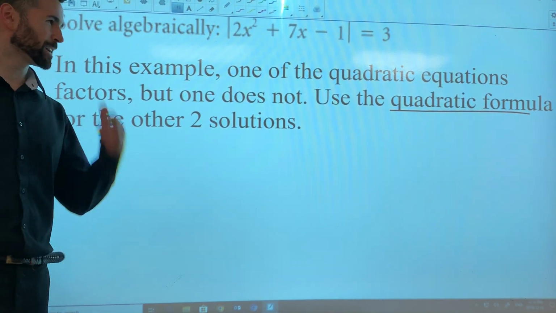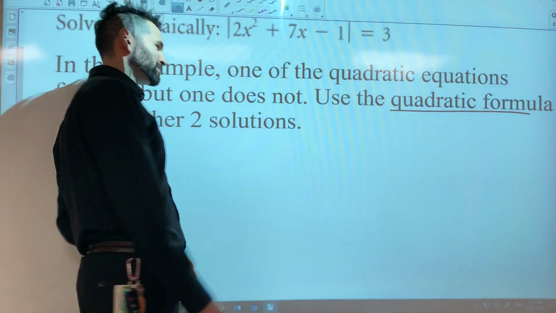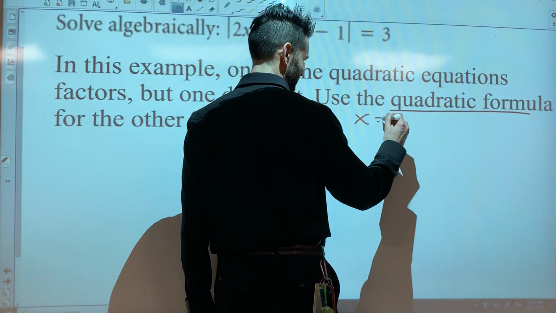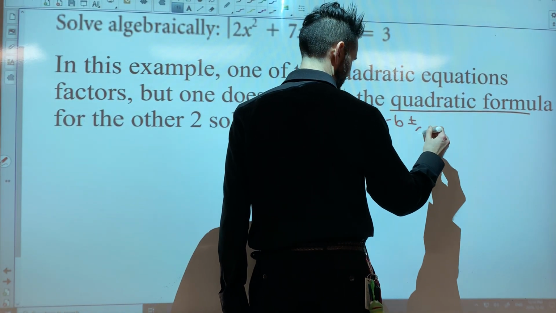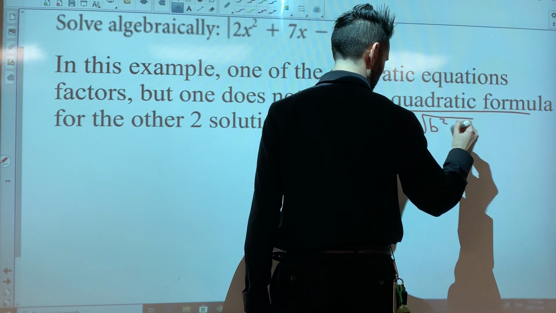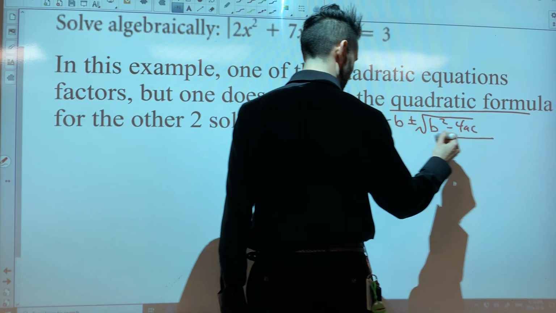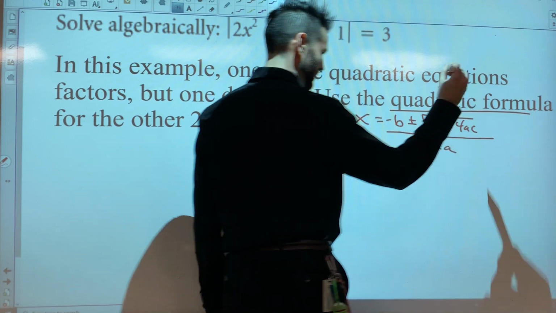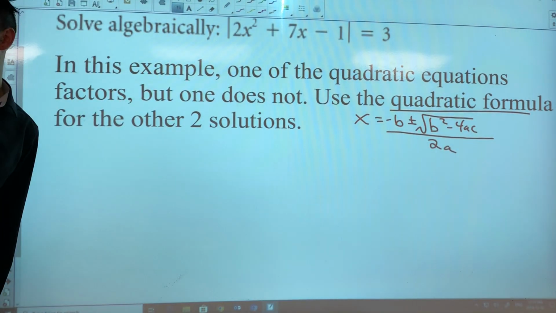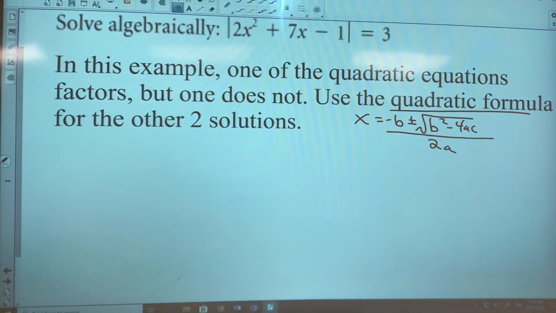Anybody have it memorized yet? X equals negative b plus or minus the square root of b squared minus 4ac, over 2a. You know it. Good job. Wow. Yeah, it's actually not that hard. It's like not a flex at all. It's a flex. But it's a good flex.